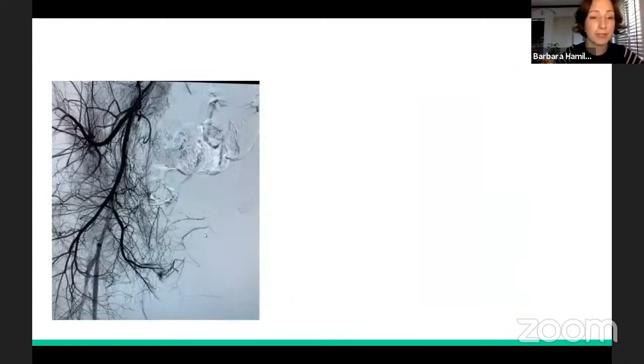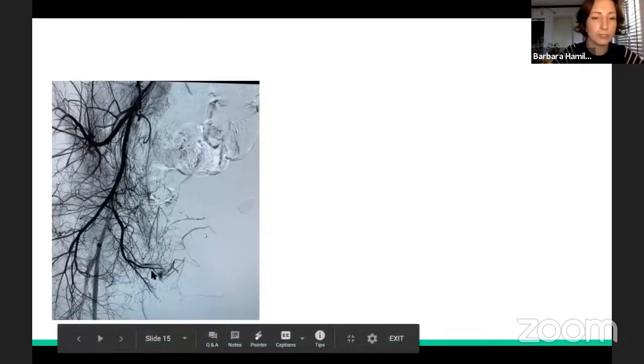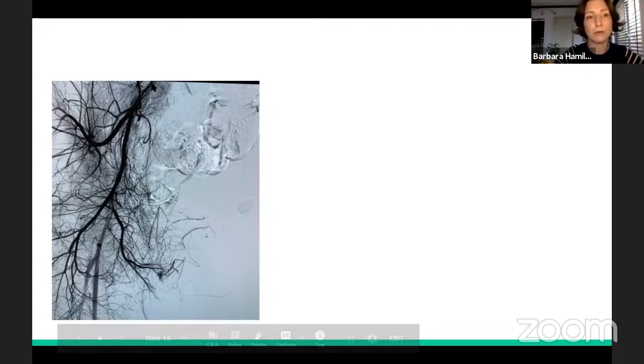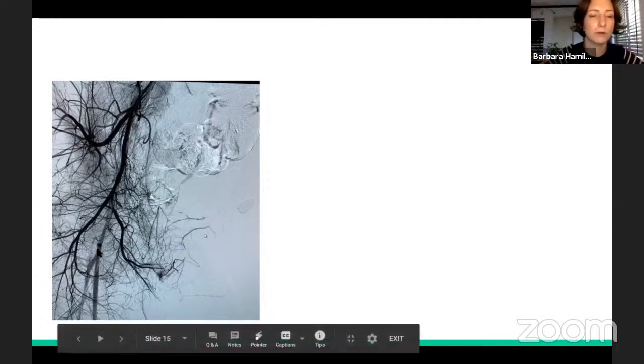Okay, and so here's his right side. Again, you can see this little blush here, and it's arising from the anterior division of the internal iliac artery. So these are the thigh arteries on the right side. And so these are the arteries going down the leg.